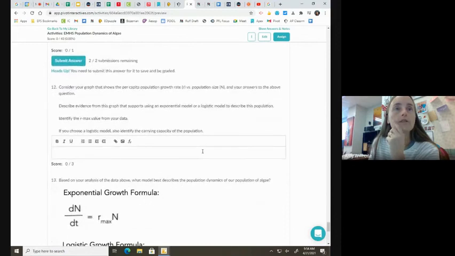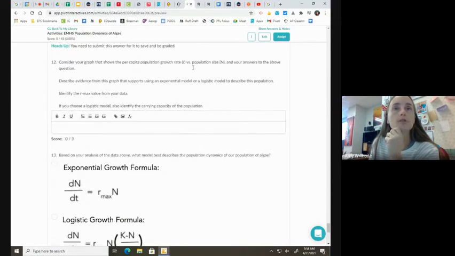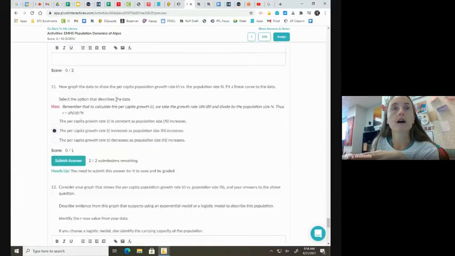And then consider your graph that shows per capita population growth. So this is the graph you're using right here, and your answers to the above question, and describe evidence that supports exponential or logistic, and identify the Rmax value from your data. So you're going to do the Rmax value from the data.